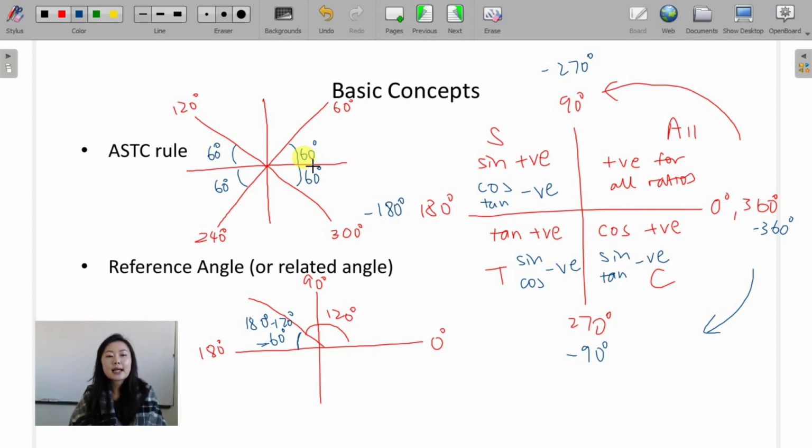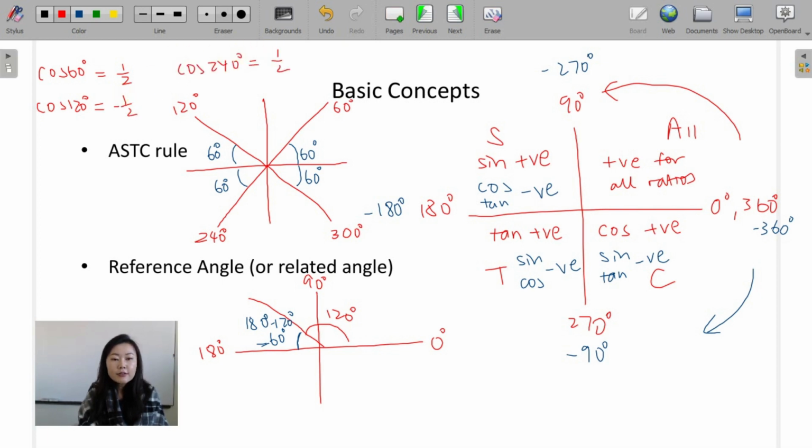Now, why is this important? Let me give you an example. Cosine 60 is a half. You'll find that cosine 120 is negative a half, cosine 240 is negative a half, and finally cosine 300 is a half. Notice when your reference angle is exactly the same, they all produce the same number, a half.